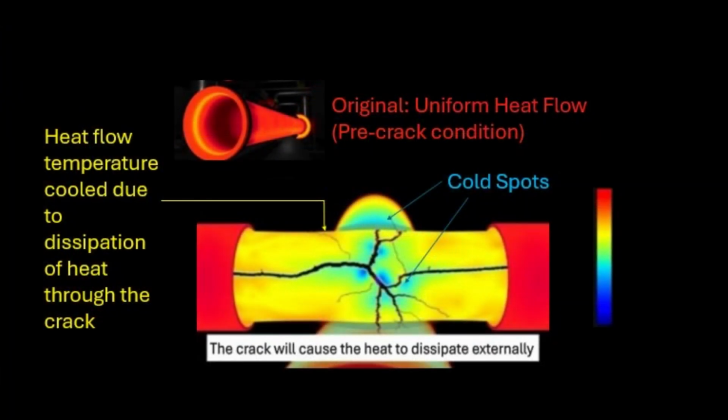In the heating phase, as the material warms up, the area around the crack may absorb and retain heat differently than the rest of the material. You might see this as a hot spot or a cold spot, depending on how the heat flows. Then comes the cooling phase. When the material cools, the region around the crack will cool down at a different rate. This unique thermal behavior creates a temperature gradient, or a visible difference in temperature, around the crack.